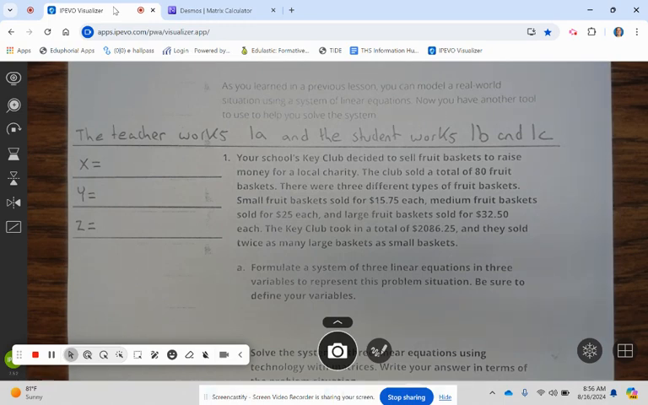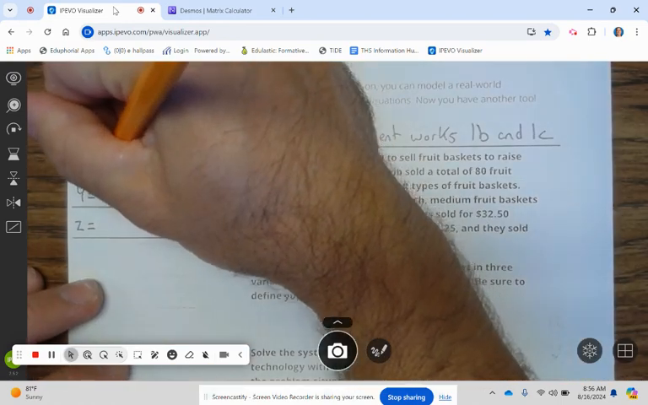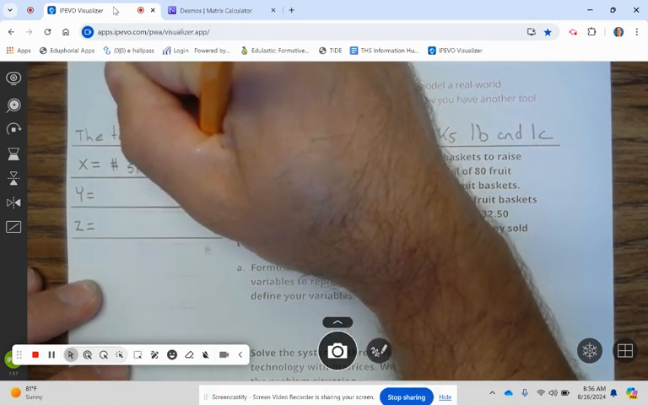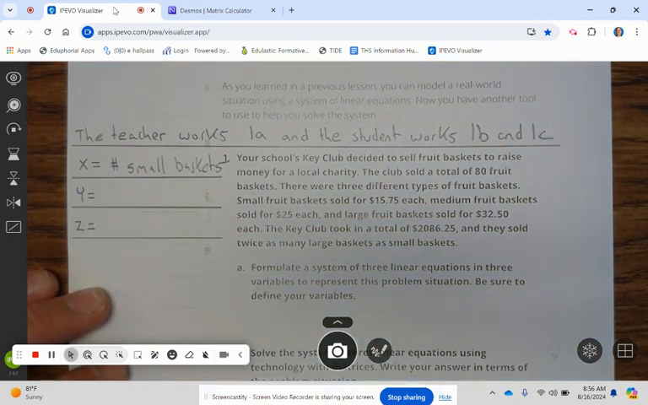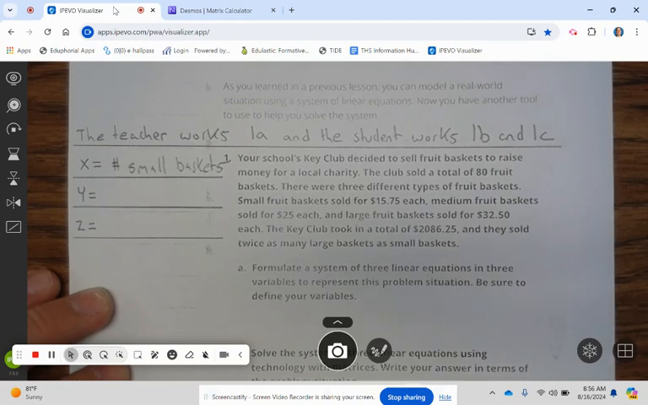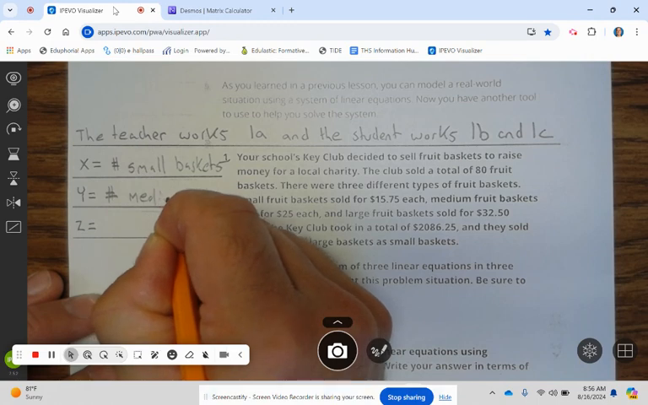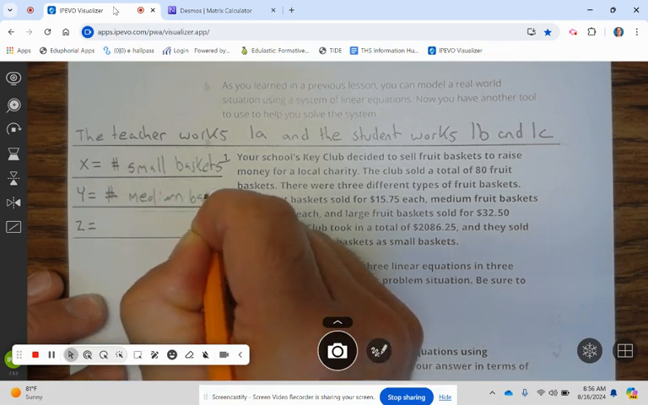Okay. Number 1, your school key club decided to sell fruit baskets to raise money for a local charity. The club sold a total of 80 fruit baskets. There were 3 different types of fruit baskets. Small baskets, so let's call X equal the number of small baskets. There are 3 different types of baskets. Small fruit baskets sold for $15.75. Medium baskets, so let's call Y number of medium baskets.